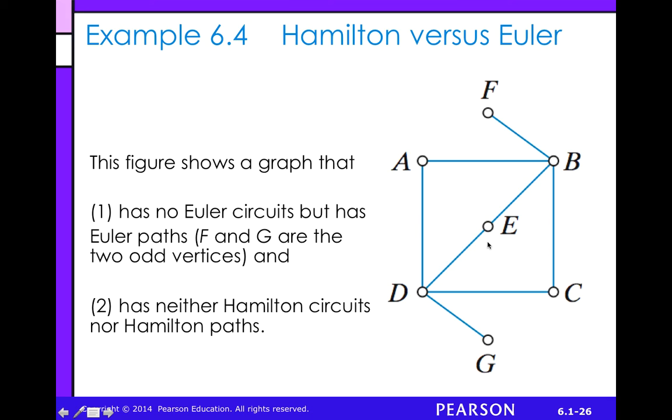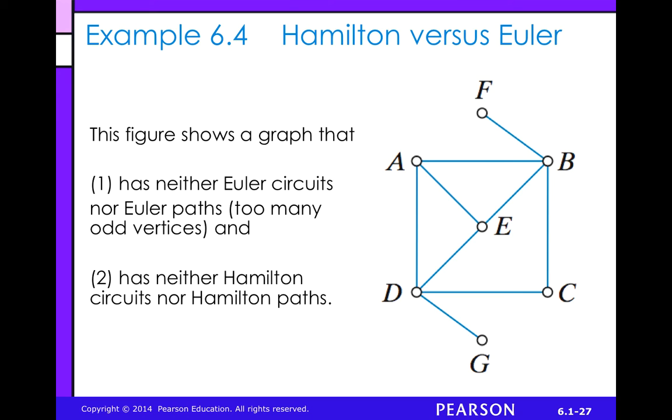That's not allowed. So we can start at F again and go this way to A, and then down to D, and then over to E, and back to B. That's bad. You visited B twice, etc. Basically, there's no way to visit both F and G without visiting either B or D twice. So you can't have a Hamilton path here.